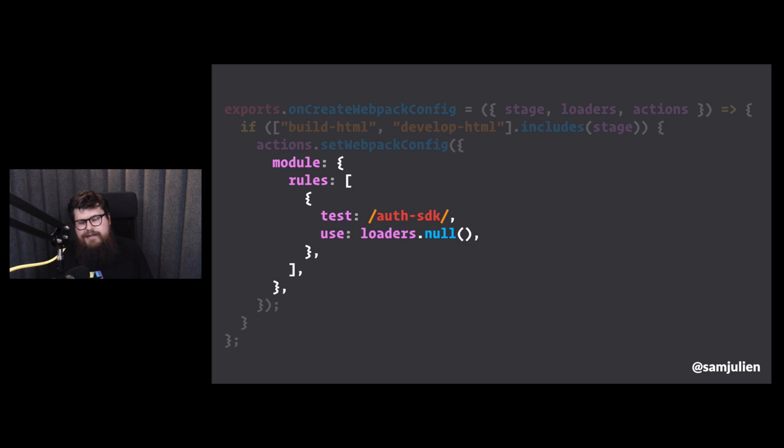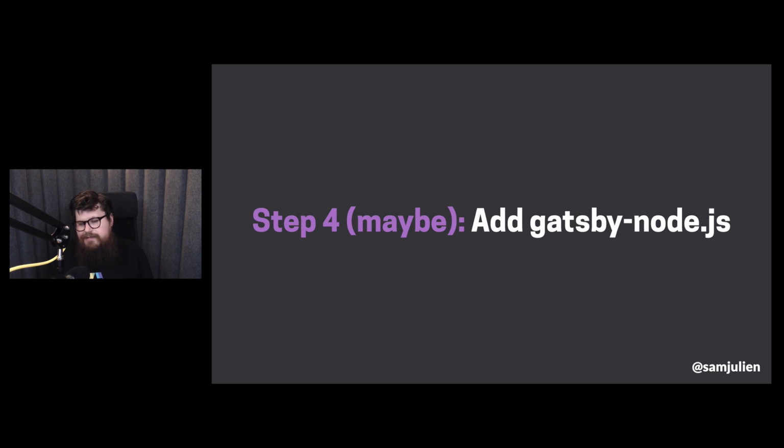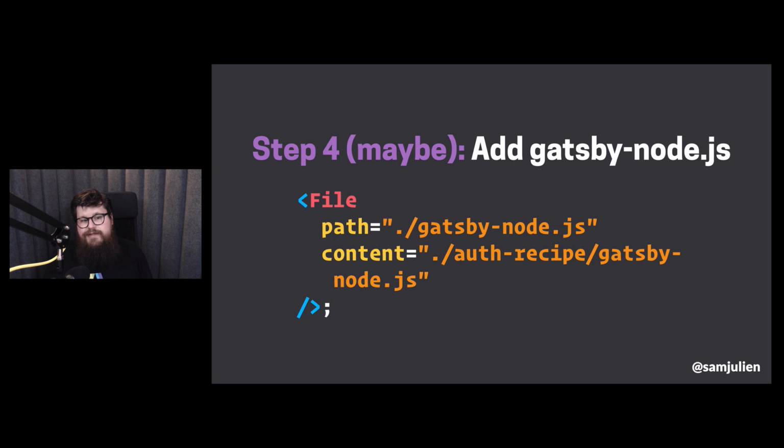That way, if your Auth SDK relies on things like window or document, those things won't get checked or called during the build process. So you won't have all those build errors, but they'll still work in the runtime of the browser. So step 4 is to add Gatsby Node.js, if that applies to you in your situation. You can again use the File component and move it from the source that you've got into a destination.